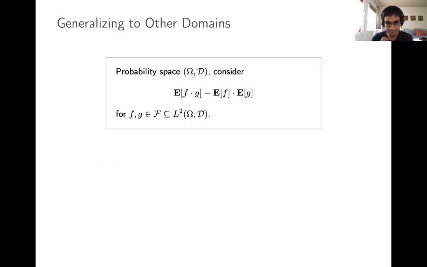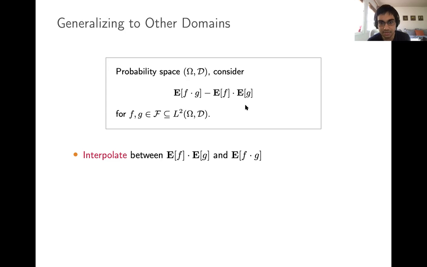So let's look at what we really did. We had some probability space, R^n, with the Gaussian distribution. And we were interested in this correlation quantity. And we interpolated between the expectation of f times g and the expectation of f times the expectation of g. And in the setting of symmetric convex sets in Gaussian space, we interpolated using the Ornstein-Uhlenbeck noise operator. But a more general way of doing this is to define an appropriate Markov semigroup on this probability space.